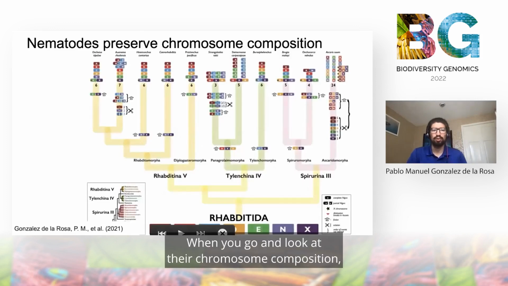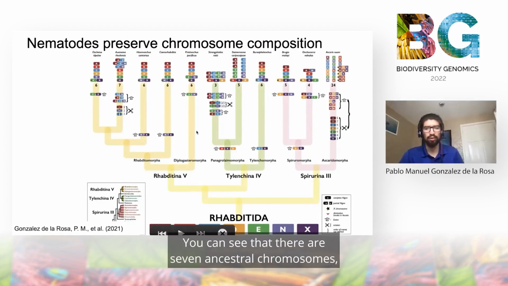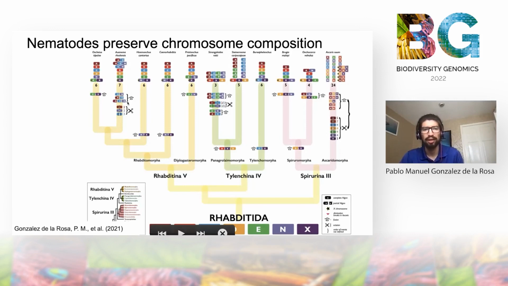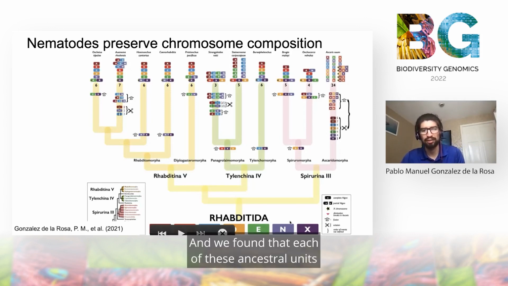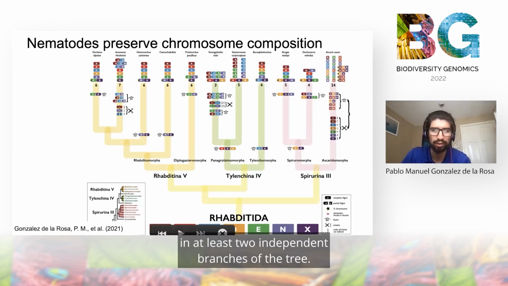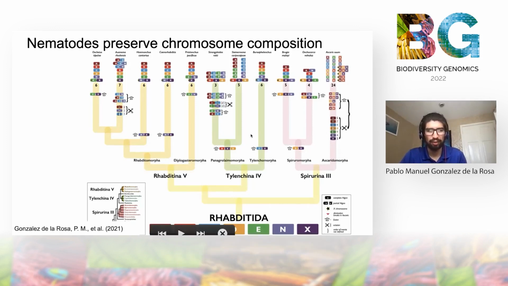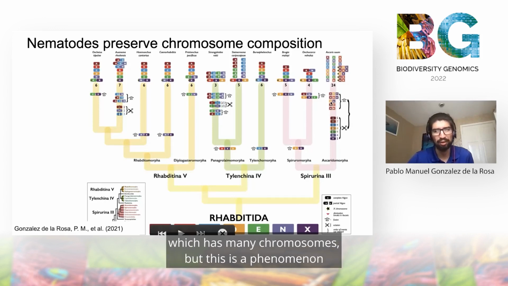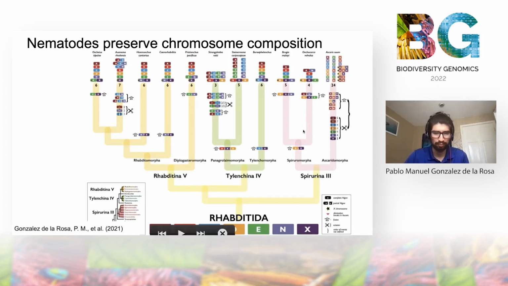When you look at their chromosome composition, actually they're quite stable. You can see that there are 7 ancestral chromosomes, which we inferred from comparing these chromosome-level assemblies. And we found that each of these ancestral units is identified as a currently extant chromosome in at least 2 independent branches of the tree. The most outstanding exception is for ascaridomorph, which has many chromosomes, but this is a phenomenon of which I will tell you more about later on.